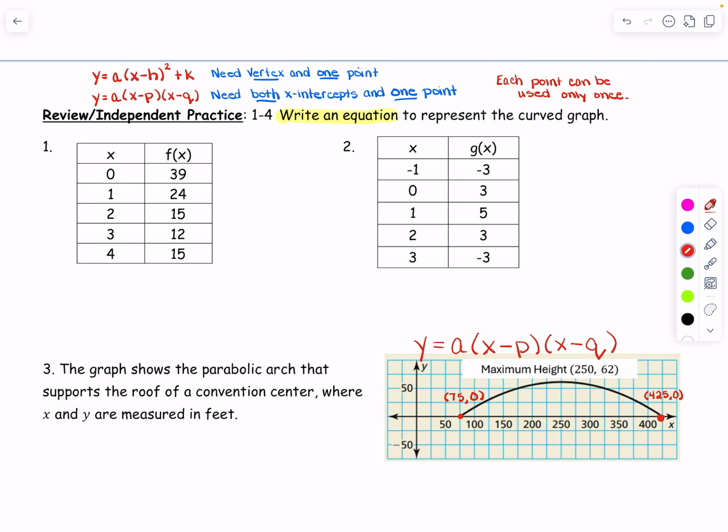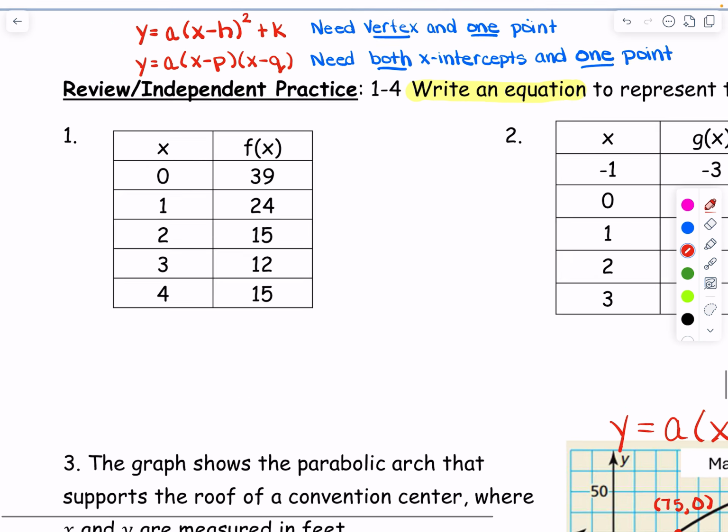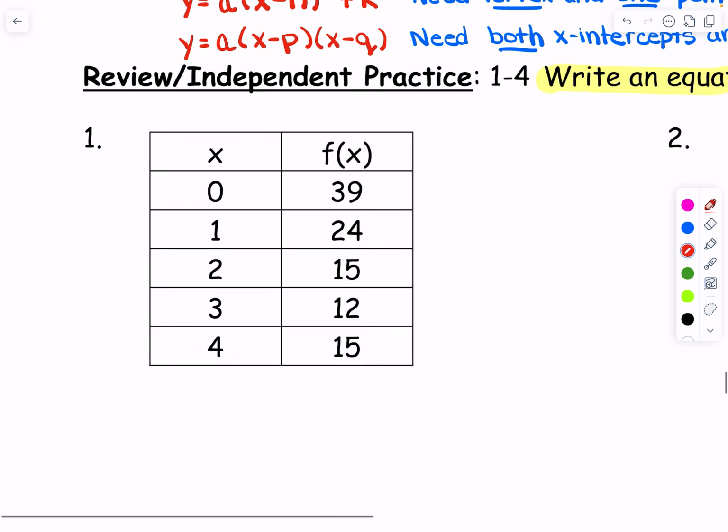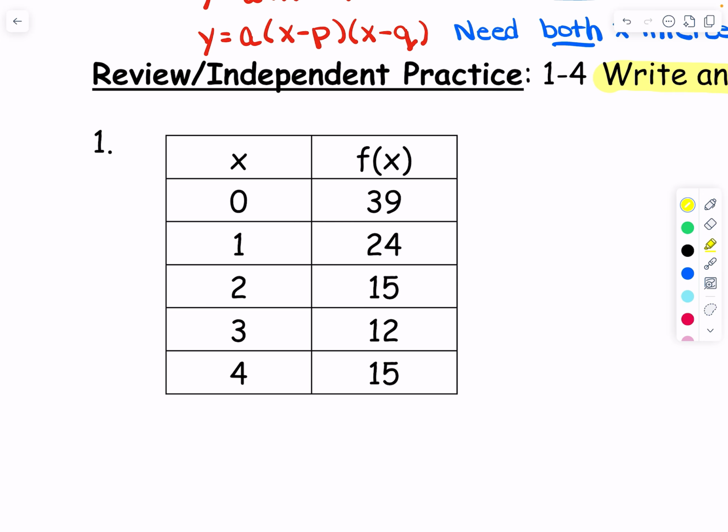All right, so the very first one here. Look anywhere that there's a 0. We talked about these zeros. These zeros are pretty special to us. Here I have a 0, but the 0 is in place of the x, so that means that they give me 39 as y. That's a y-intercept. We do not use y-intercepts when we're writing vertex or factored form. So here I don't have any x-intercepts. So now I'm going to look for the vertex.